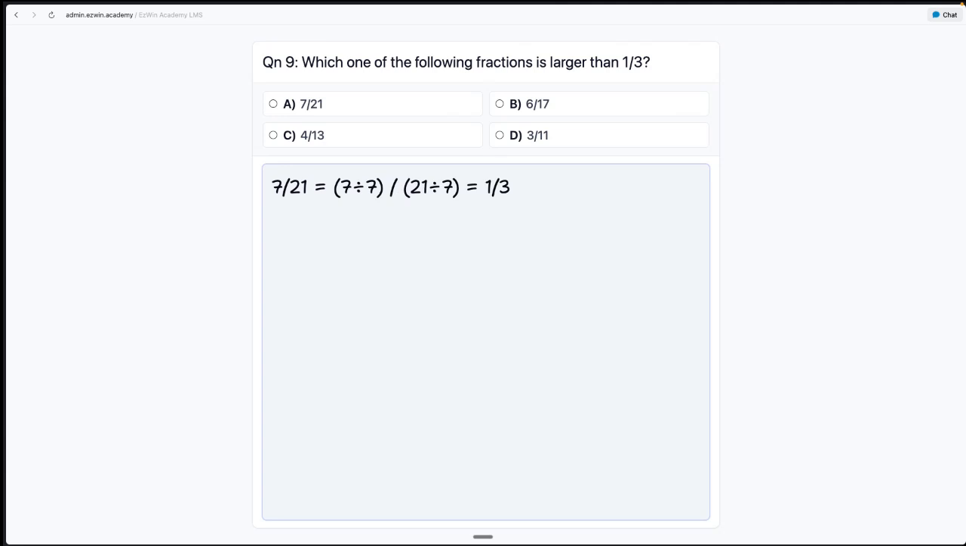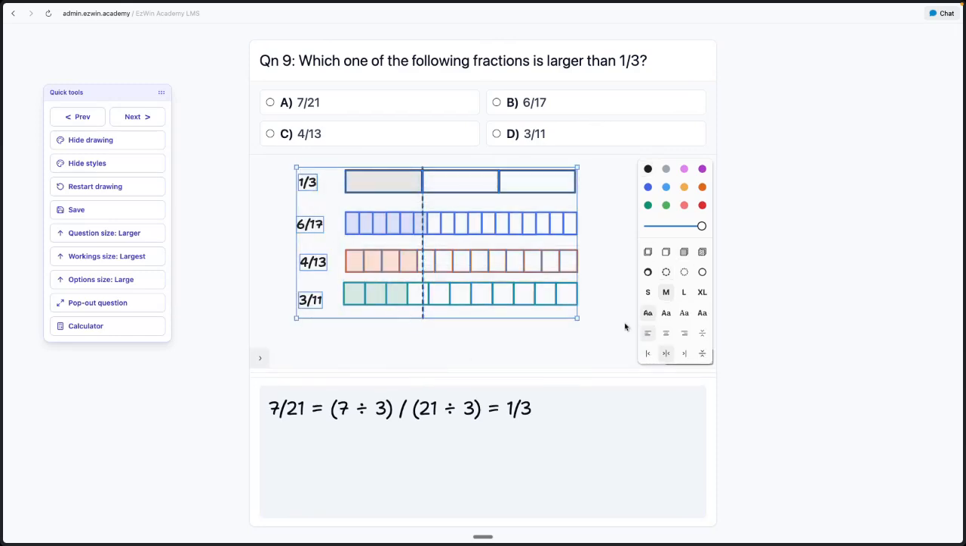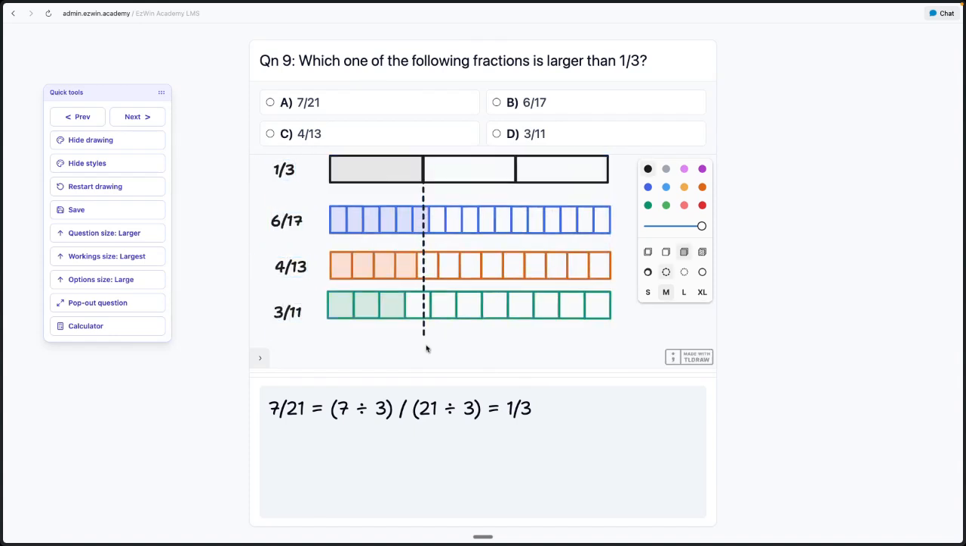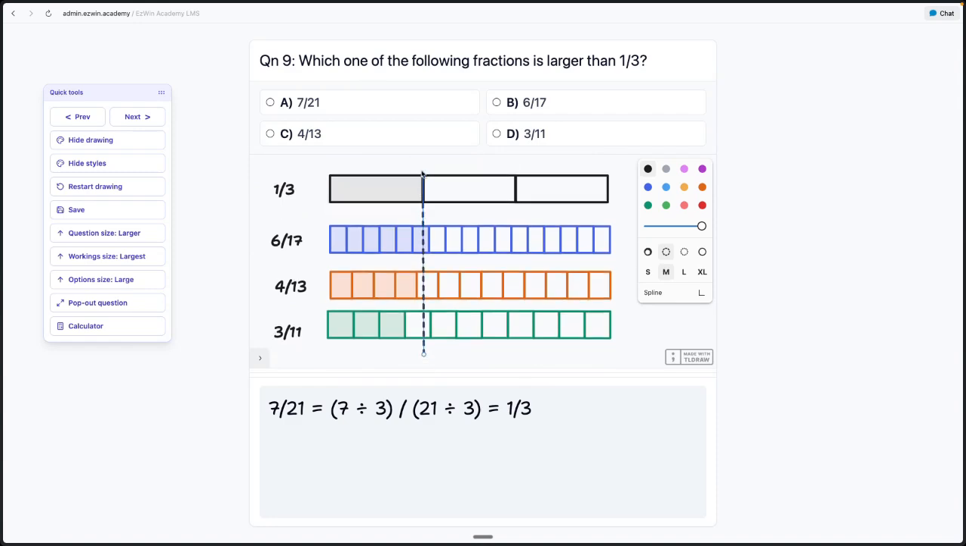Okay, so what about 6 out of 17? Okay, 6 out of 17. So in this case, we can do a visual. Okay, so I've drawn out a visual representation of how this looks. I've drawn a line over here where it's 1/3. So out of the other three fractions in the options, which one do you think is larger or longer than 1/3? So the answer is 6 out of 17.